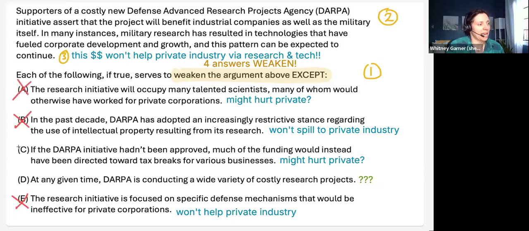Answer choices A and C are in fact both weakens, so we eliminate them. And the only answer choice that doesn't weaken kind of does nothing.